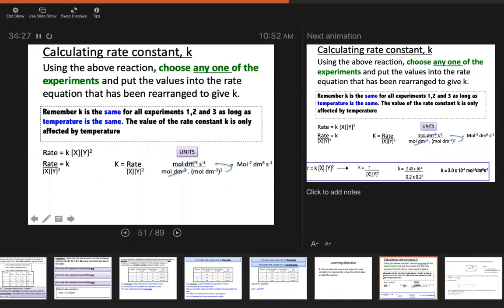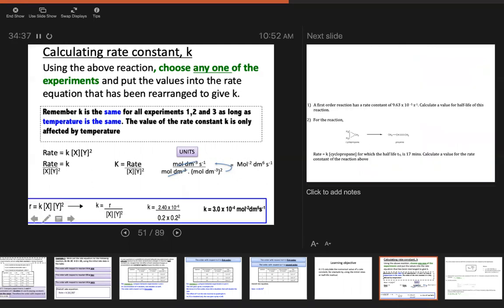We have about 3 minutes left. Okay, so your answer for the rate constant should be 3 times 10 to the power of minus 4 mole to the power of minus 2 dm to the power of 6 second to the power of minus 1. Okay, it doesn't involve any complicated calculations. Any questions so far, everyone? No.